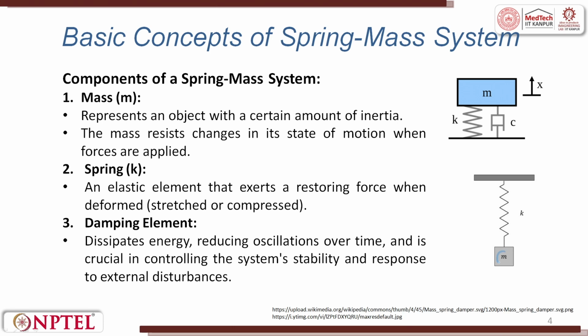It has M, it has K, and it also has a damping element. What is M? M represents an object with a certain amount of inertia. The mass resists change in its state of motion when a force or forces are applied. So, here X is the deflection. Spring is an elastic element that exerts a restoring force when deformation happens. So, that is called the spring or the spring stiffness.